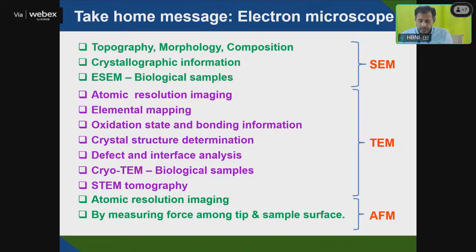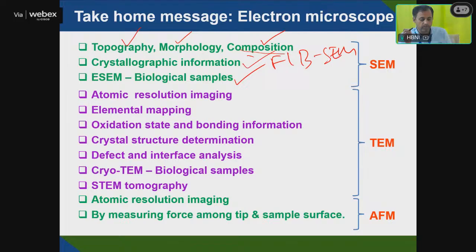So the three microscopic techniques you discussed today are SEM, TEM, and AFM. The take-home message of today's class is that SEM will mainly give you topography, morphology, and composition. Using backscattered or secondary electrons, you can see topography and morphology, or from the X-rays coming out, the EDAX analysis, you can get the composition. You can also use the focused ion beam, FIB. If you combine it with SEM, you will be able to see the crystallographic information.